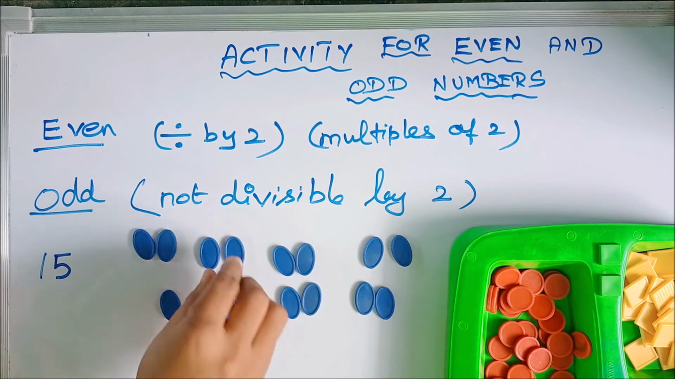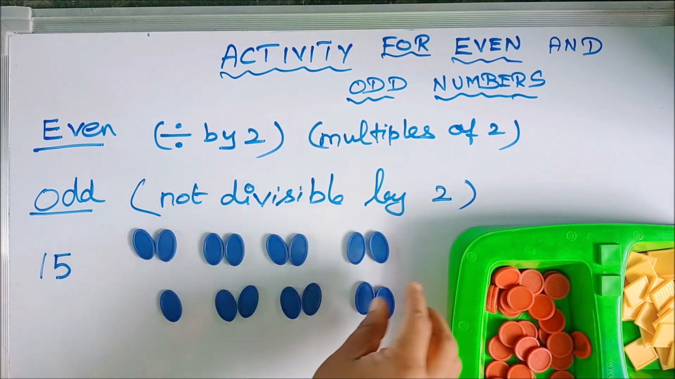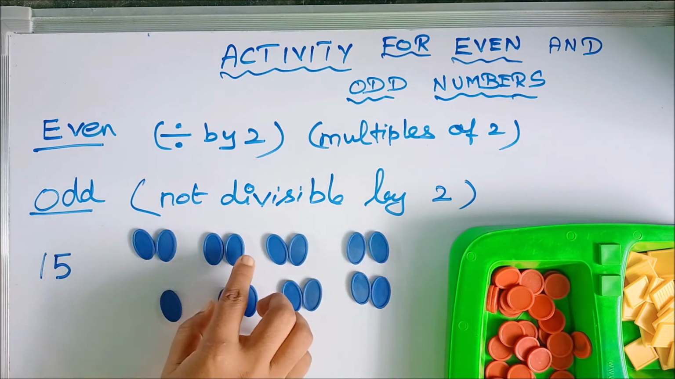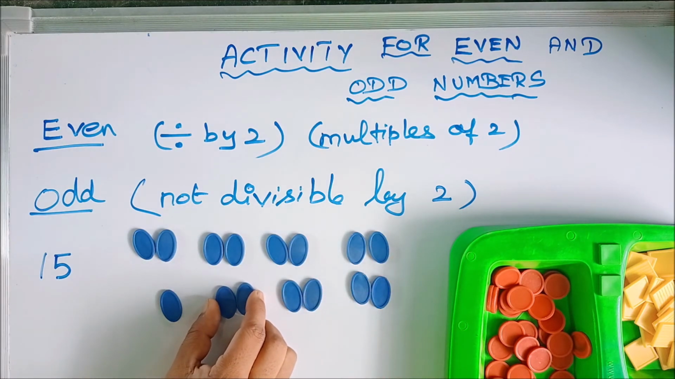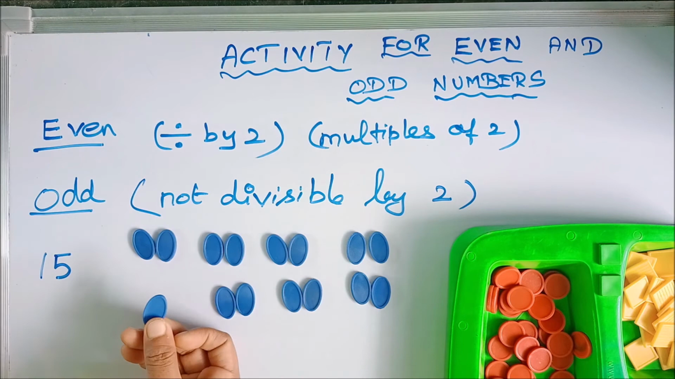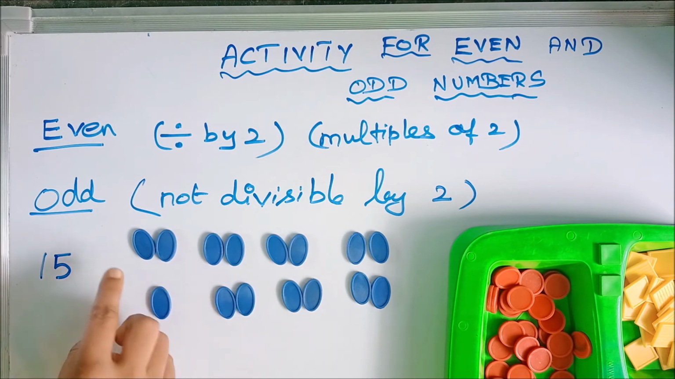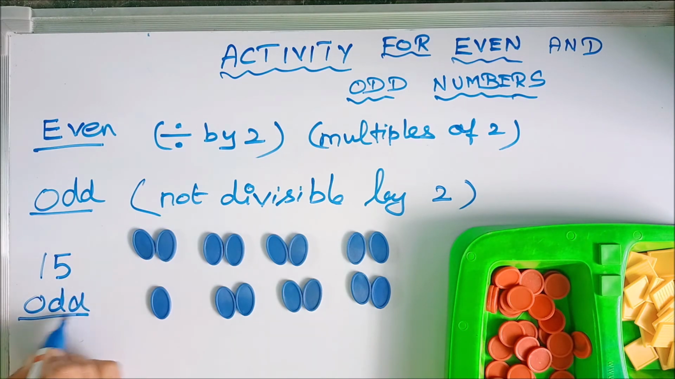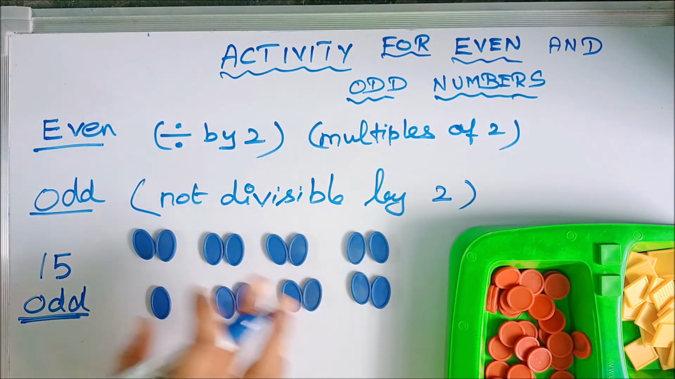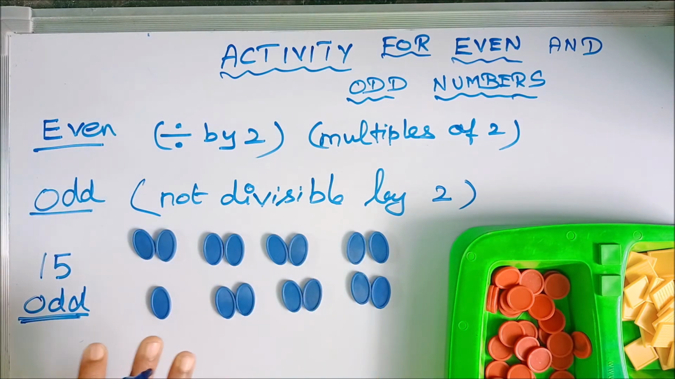See here, children. How many coins have we paired? 14 coins we have paired, and we have only one coin remaining. If the coins are not all paired, we can say the given number is odd. That is, odd numbers are not paired by 2 and even numbers are paired into 2's.